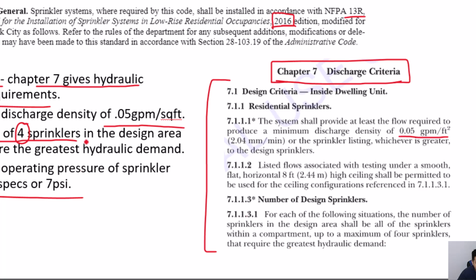And the section that talks about the 4 sprinkler heads is right here. And right here it says a maximum of 4 sprinklers that require the greatest hydraulic demand are the sprinklers that are used in the hydraulic calculations.